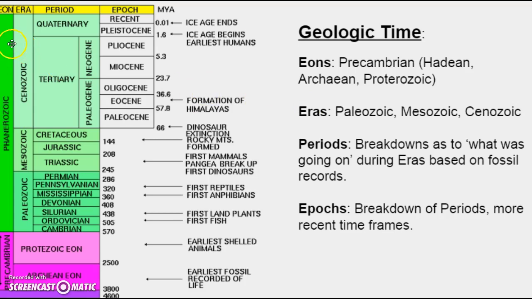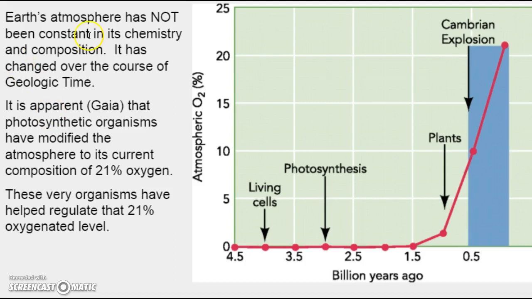We break down the eons into eras. With eras, we can talk Paleozoic, Mesozoic, and Cenozoic. So we break down the Phanerozoic eon into the Paleozoic, Mesozoic, and Cenozoic eras. We can break down the eras further into periods. Periods are the breakdown of what was going on on Earth during the eras, based on fossil records. And then lastly, epochs. Epochs are the breakdowns of periods, more recent time frames. So we'll come back to the geologic time part.